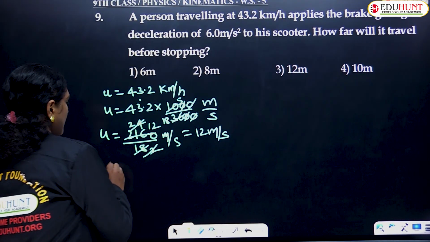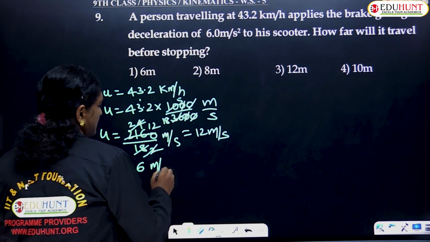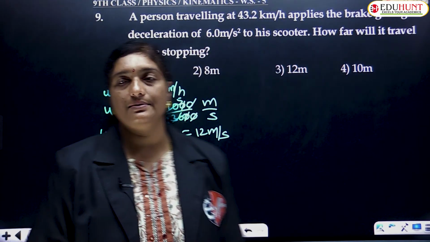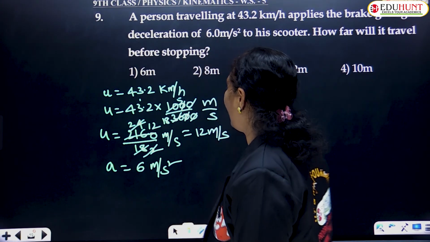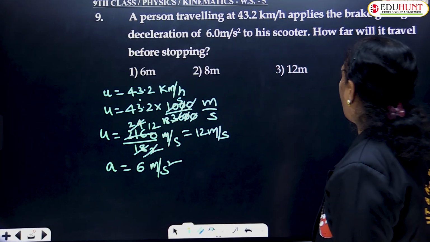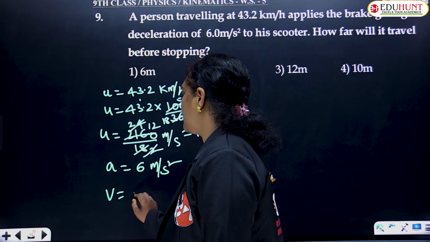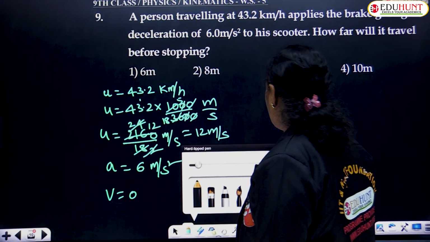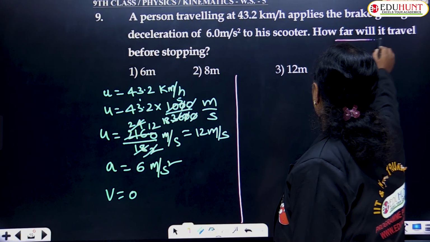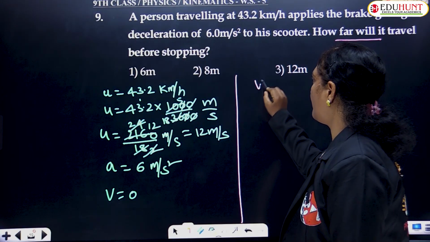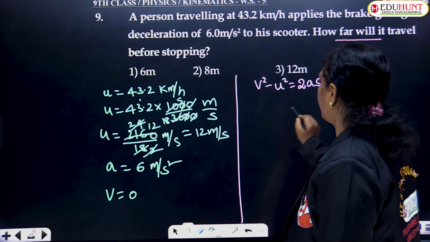And deceleration, which is nothing but minus A, was given to be 6 meter per second square. So U value was given as 12 and A value was given as 6. How far will it travel before stopping? So before stopping means final velocity would be 0. So based on the above given data, let us try to find out the distance. How far means distance. Children, we know the formula V square minus U square is equal to 2AS. You are asked to find the value of S.